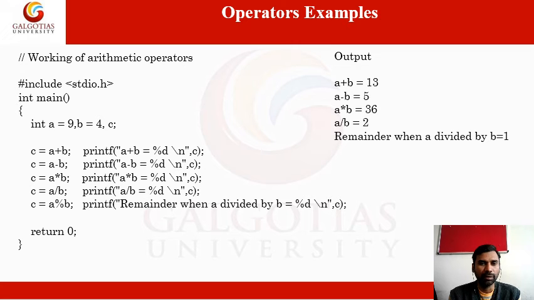So we print the value. What happened? So 9 plus 4. Simple example. What will the result be? 9 plus 4 is 13. Next one is 9 minus 4. What is the output? 5.